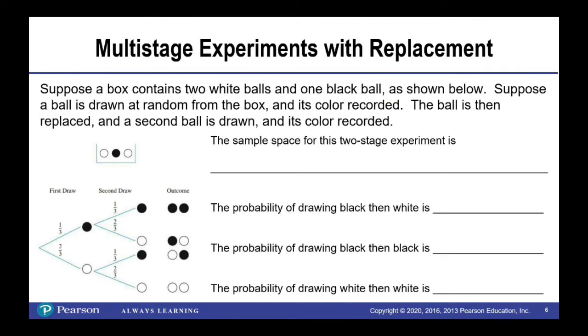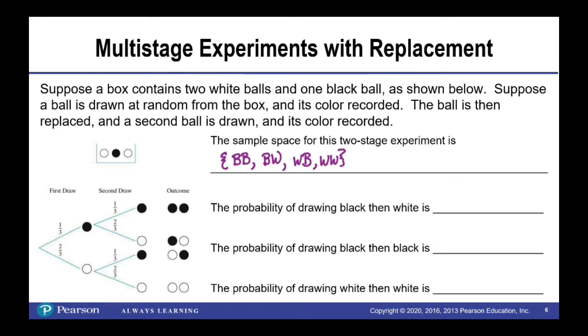Now, let's start thinking about multi-stage experiments with replacement. So let's suppose I have a box that has 2 white marbles and 1 black marble, or 1 black ball and 2 white balls. Suppose a ball is drawn at random from the box. We record the color and then we replace the ball in the box and we draw a second marble. And so our sample space for this experiment is 2-stage because I'm drawing 2 marbles. Our sample space, I could draw a black marble and a black marble. I might draw a black marble first and then a white, or a white marble and then a black marble, or maybe 2 white marbles.